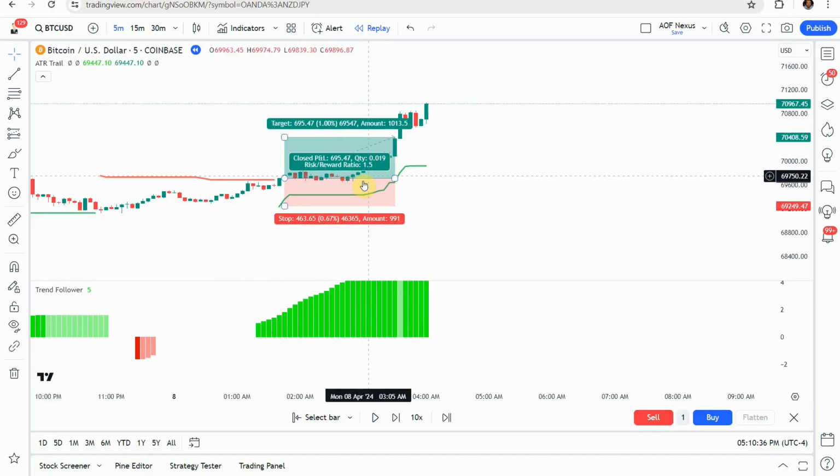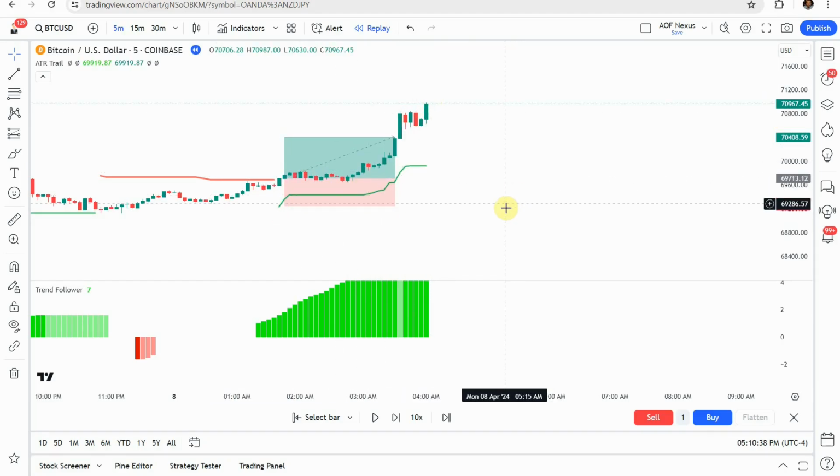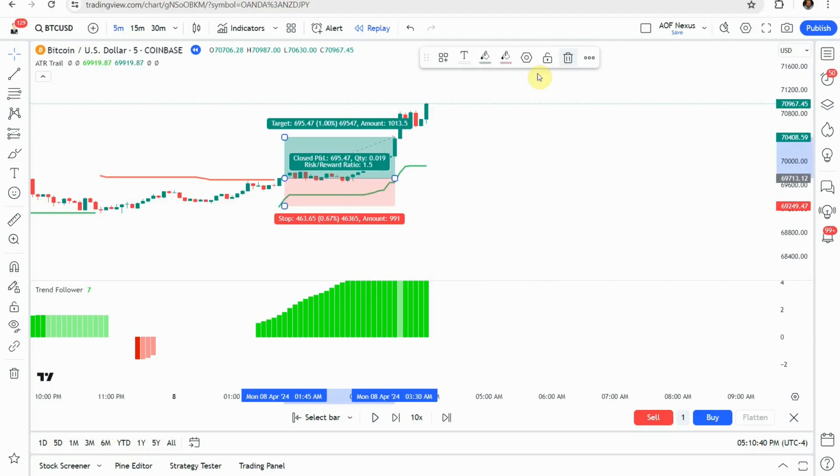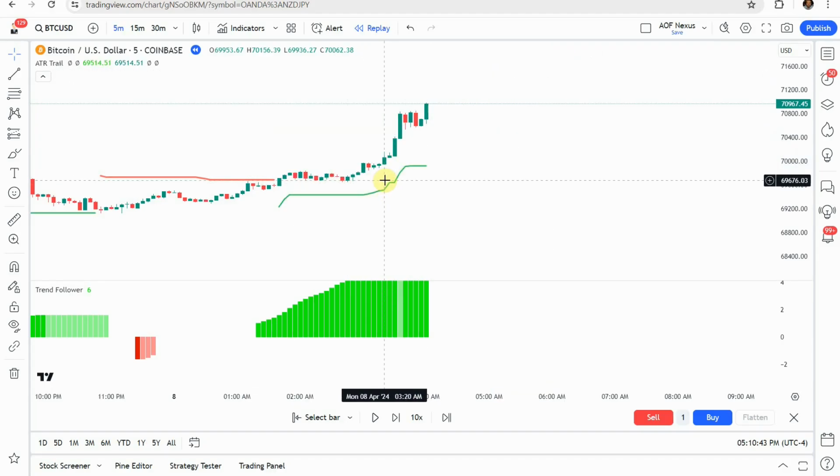Alright, again we get a little bit of hesitation, then a really nice push up there, getting us to our take profit once again. Alright, so that puts us at the end of the testing right there.